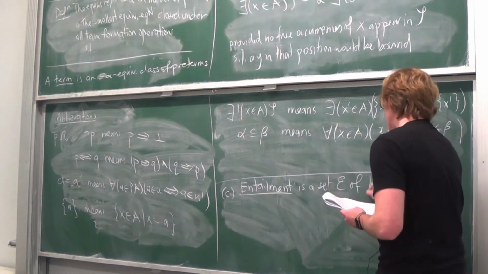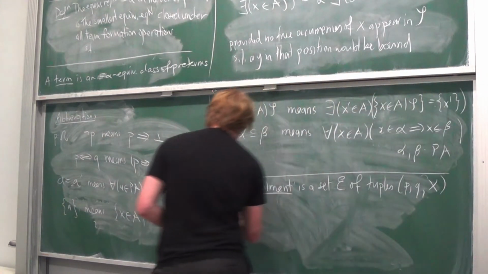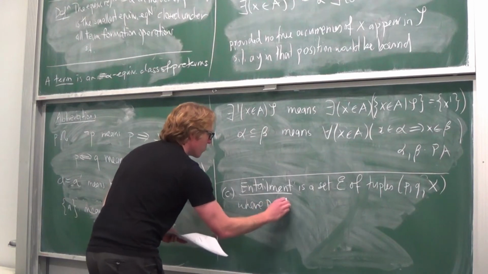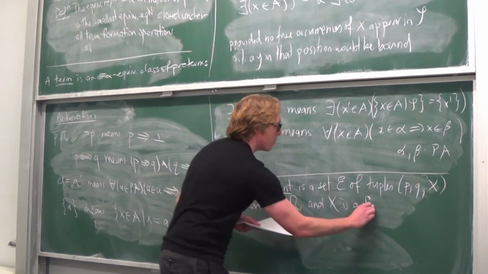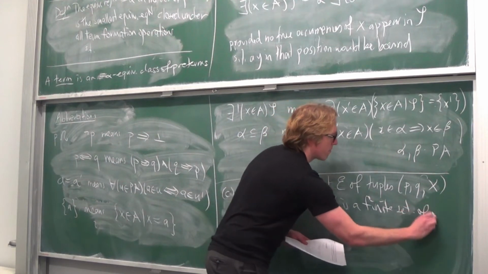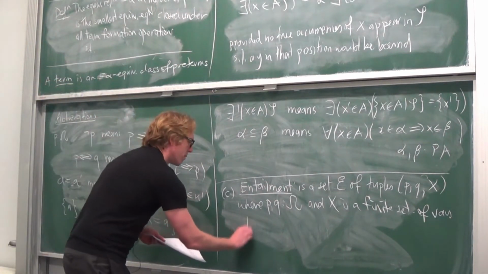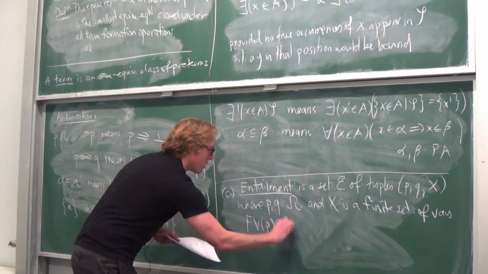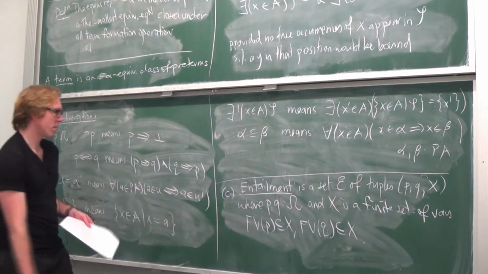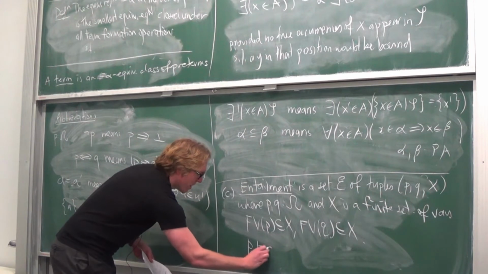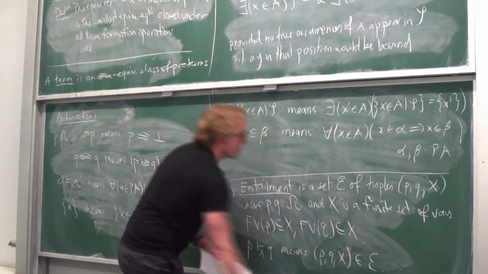So entailment is a set of tuples P, Q, X, where P, Q are of type omega, and X is a finite set of variables, possibly empty, and where the free variable sets of P and Q are contained in X. And so P entails Q with X is just a shorthand for P, Q, X is in E.